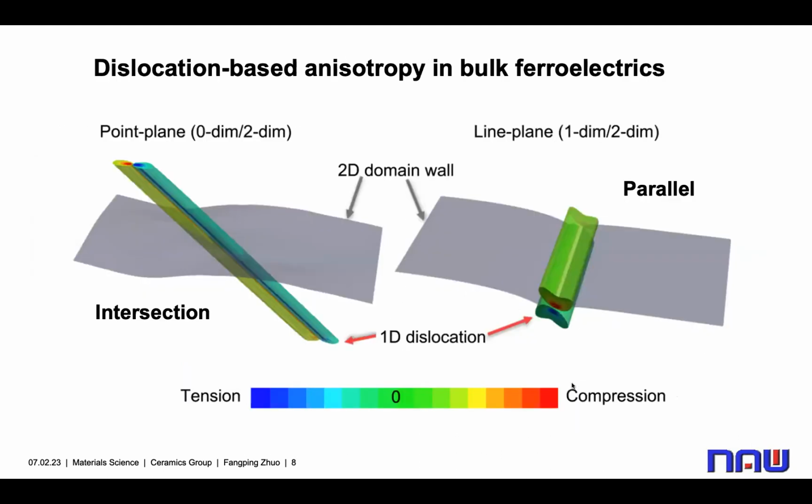From our mechanical perspective, it's easy for us to have the idea for the 1D and 2D defect interactions. Basically, we could have two cases. The first one is the intersection case, where the dislocation flows into the 2D domain wall, and the second case is the parallel case, where the dislocation is parallel to the 2D domain wall. So what we can expect is that the local pinning force should be largely different for both cases.